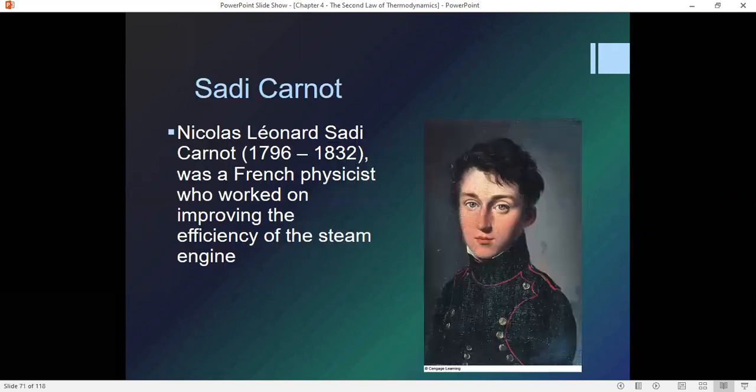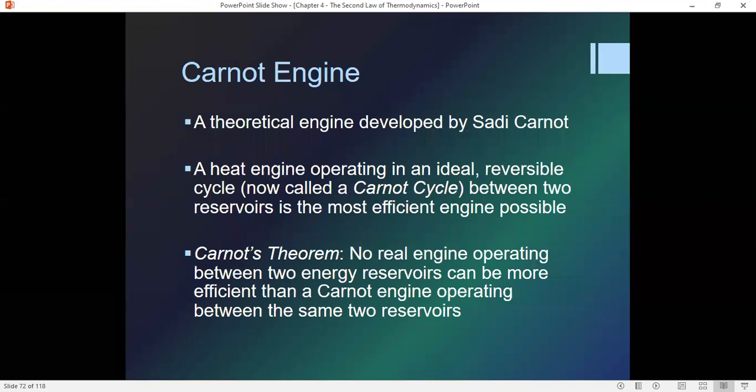Okay. Now, somebody by the name of Nicolas Leonard Carnot, who lived from 1796 to 1832, wanted to work on the efficiency of steam engines. He wanted to find out what is the maximum efficiency that he could achieve. Carnot was a French physicist, and his work was very, very important to improving the efficiency of engines.